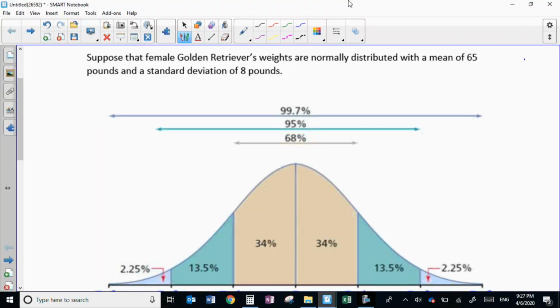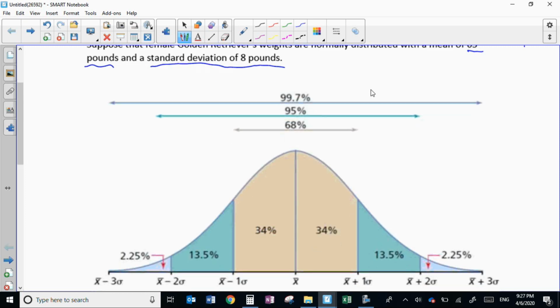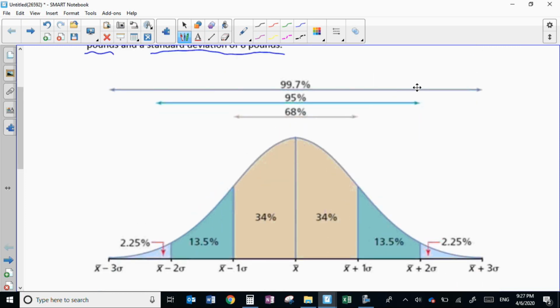Continuing with our golden retriever example, we assume that golden retrievers have a mean of 65 pounds and a standard deviation of 8 pounds. Now, as far as normal distributions go, that actually tells us quite a bit about a normal distribution. For example, if we take a look at this curve here, which we've already looked at in class, this is a normal distribution curve.